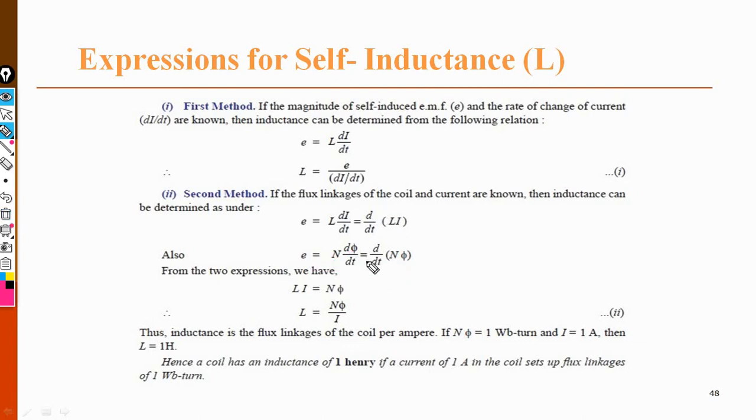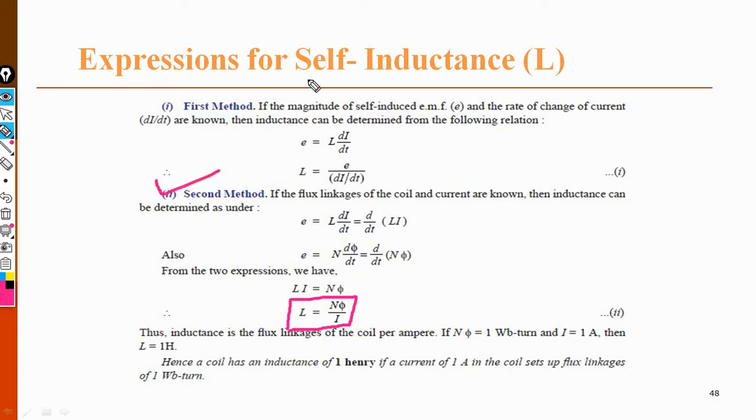In these two equations, the left hand side is the same, that is E is equal to E. Then taking the left hand side and right hand side as equal, the d by dt gets cancelled, then L i is equal to N phi. Then rearranging the equation, L is equal to N phi upon I. Now this is the inductance we calculate with the help of the second method.